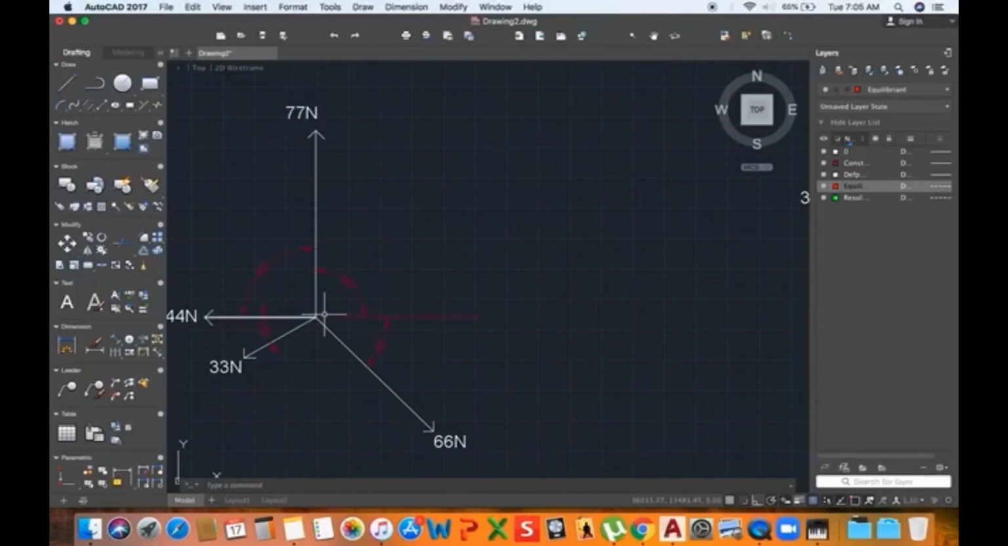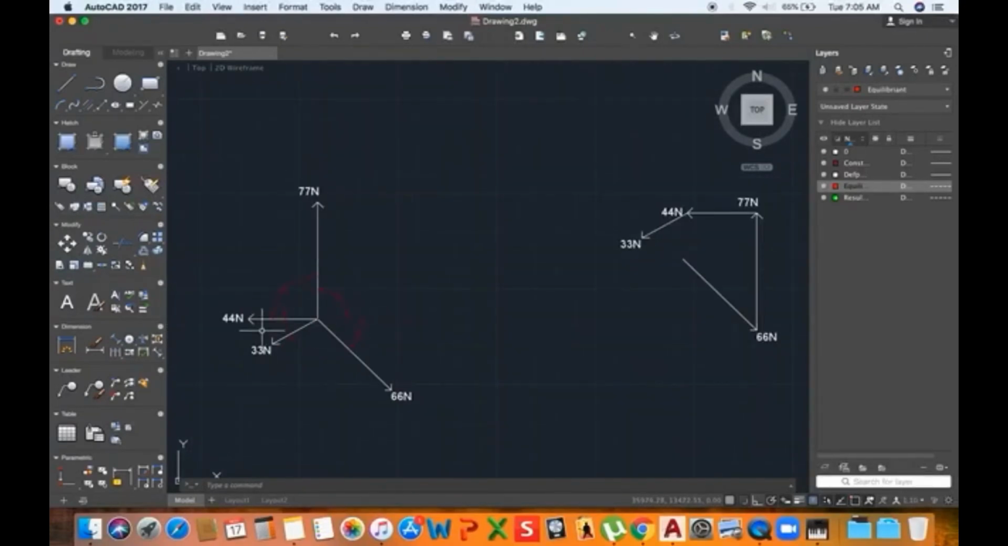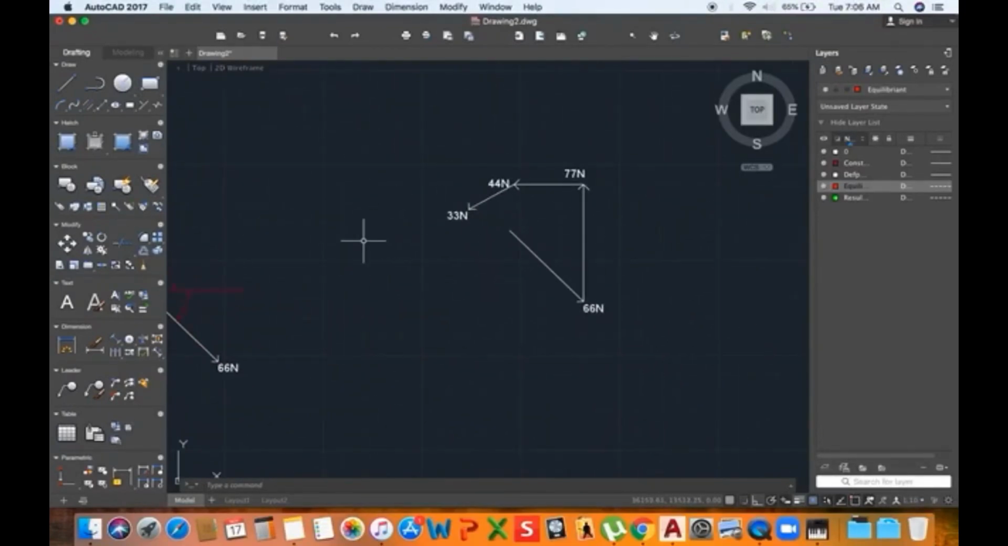So the body is here. 4 forces are acting on the body. One pulling here, one pulling here, one pulling here, one pulling here. The body is going to move in a particular direction due to the fact that the body is not in equilibrium, which we have just proved over here.